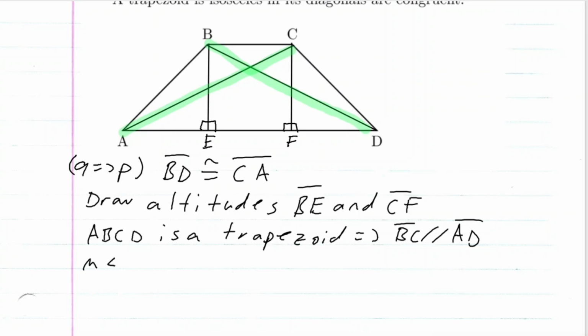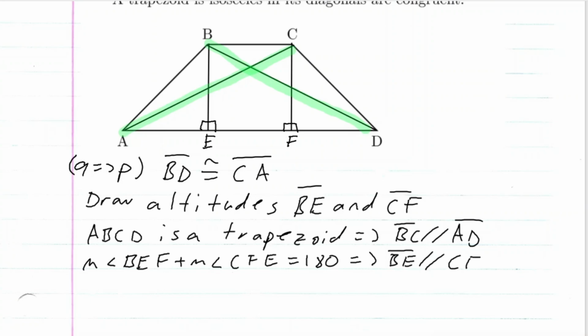So the measure of angle BEF plus the measure of angle CFE is equal to 180. So that implies that BE is parallel to CF. Now, of course, we have BC is parallel to EF and BE is parallel to CF. That means BCFE is a parallelogram, right? So these two things together, so let me write that. So BC parallel to AD. Well, I guess ADEF, right? Because EF is a part of AD.